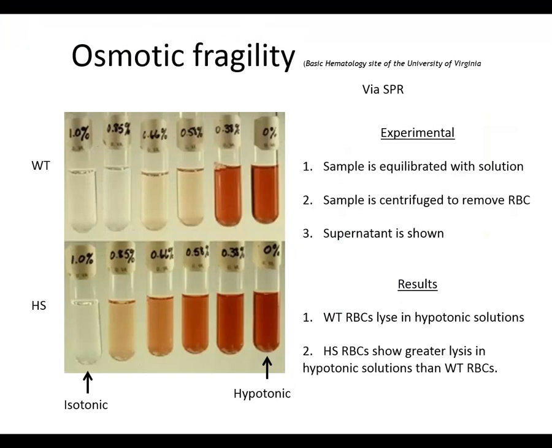Samples with increased hemolysis, for example the bottom row, will have more red color than the wild-type controls, which are the top row. In this case, the increase of osmotic fragility is caused by a lack of a well-defined spectrin cytoskeleton.